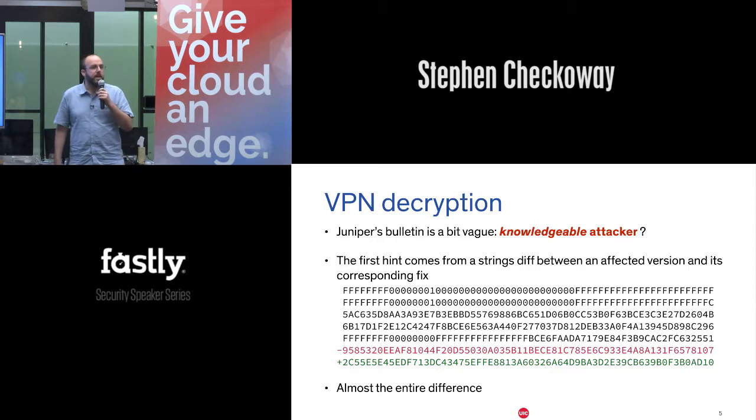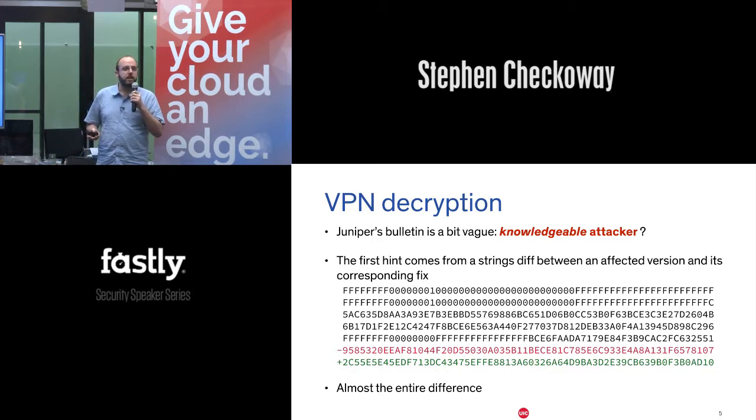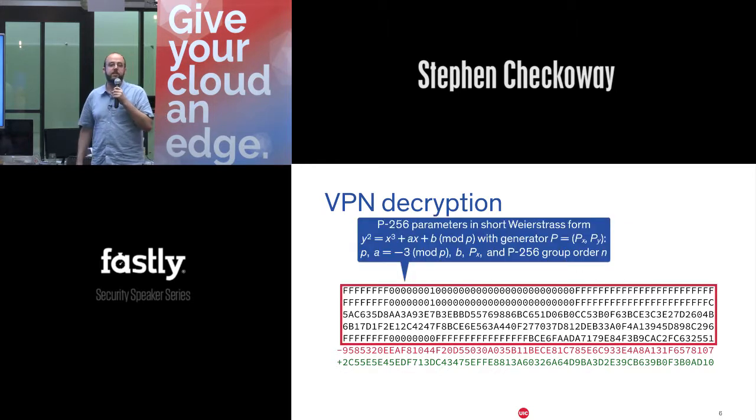And so the first hint of what this issue was came from running the strings program over one of the affected versions of their firmware and running strings over the fixed version and just doing a simple diff of these two. And you can see that we have some hex numbers here. These are just stored in strings. And really the only difference is in this bottom line here. And in fact, this was more or less the entire difference. So when Juniper put out their patch, all they did was they deleted this line and inserted that line. And that was it.